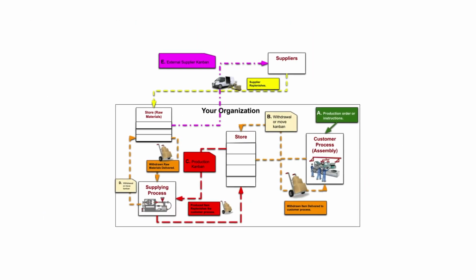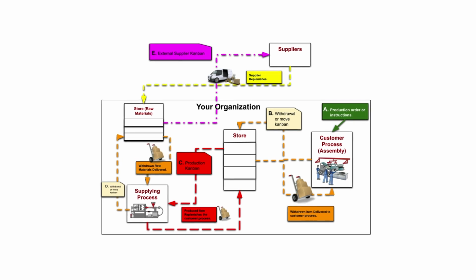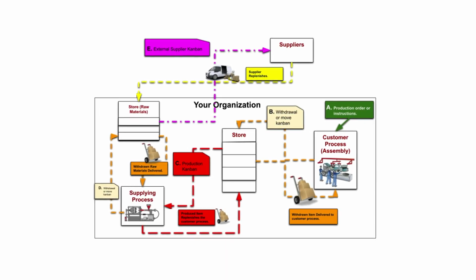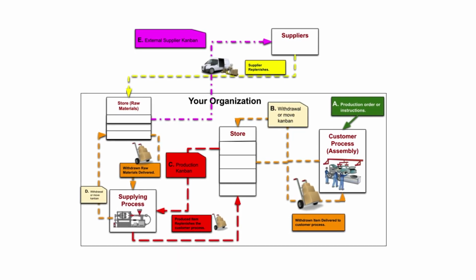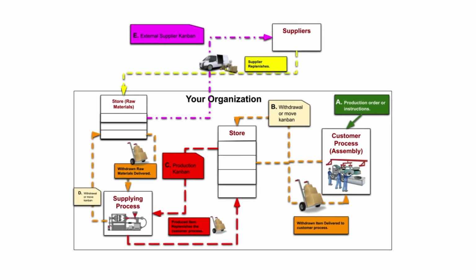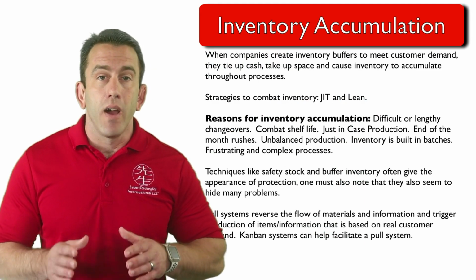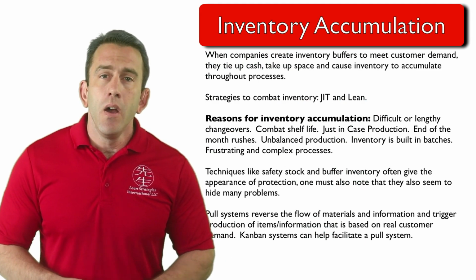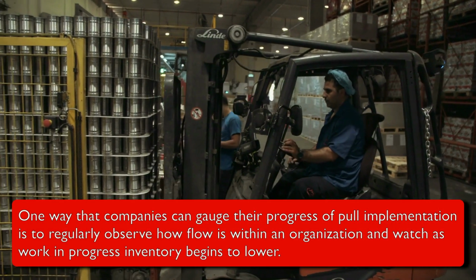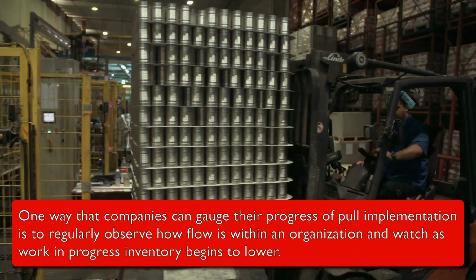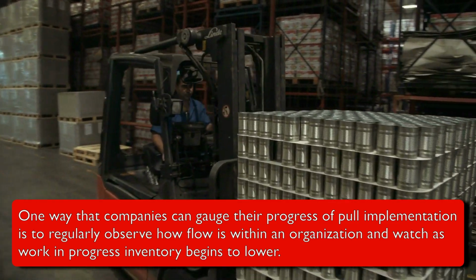For example, a Kanban system can assist in pulling demand through the value stream as workers begin to adapt to the new system. As time goes on, suppliers begin to understand that building to the demand of customers can create flow that is based on real demand. This in turn makes work easier and drives waste out of an organization. One way that companies can gauge their progress of pull implementation is to regularly observe how flow is within an organization and watch as work in progress inventory begins to lower.